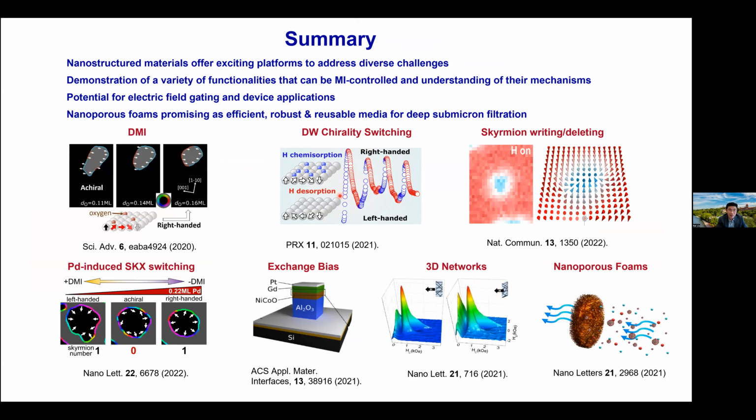Okay, so at the end of the talk, hopefully I've illustrated a number of functionalities that we could achieve using the magneto-ionic handle. Particularly, I talked about using this effect to induce and change DMI and anisotropy, and in turn use that to manipulate spin textures. And this opens up other functionalities such as electrical control of exchange bias, and implementing some of these functionalities into 3D networks for potential 3D information storage. Then finally, I touched upon this foam project.